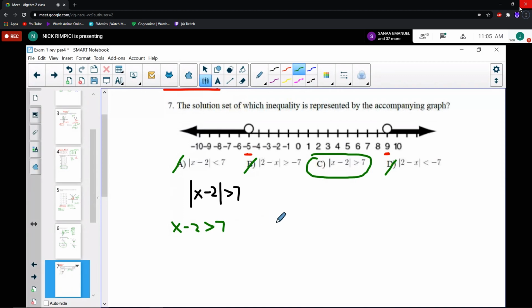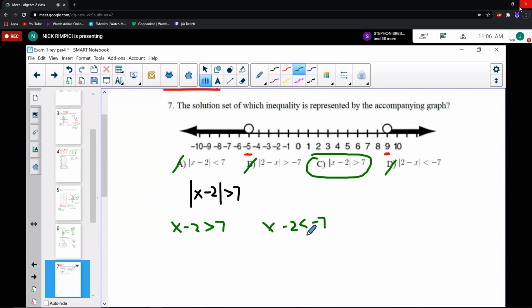Anybody want to give the alternative one a shot? Anybody remember how to do it? If you don't remember how to do it, it's okay. I'll do it, but I want to see if anybody can remember. It's x minus 2 is greater than -7.